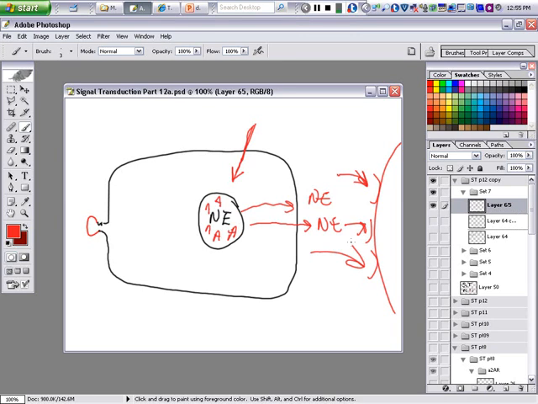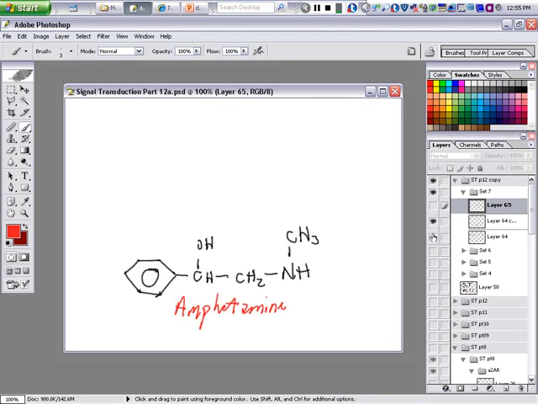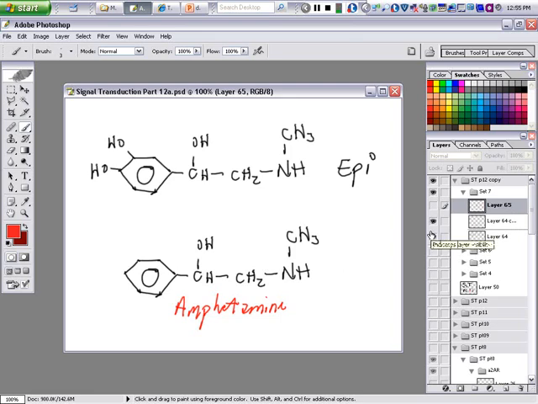Exactly. That's what amphetamines do, basically. Does the rationale make sense? Excellent. Now I'm going to go back a slide and ask you something. Let's look at the structure. There's epinephrine and there's amphetamine. Okay.